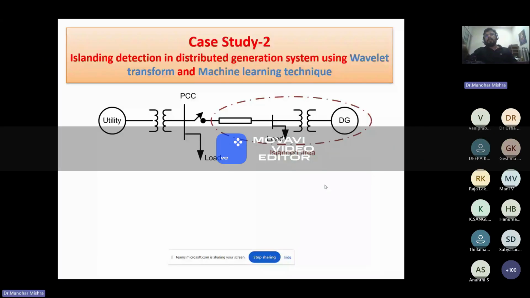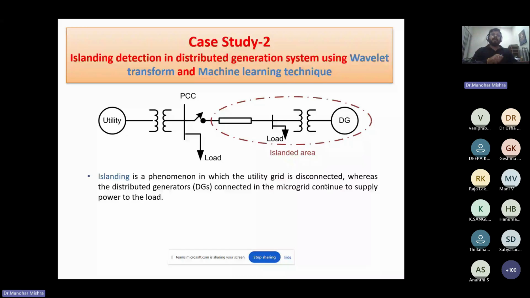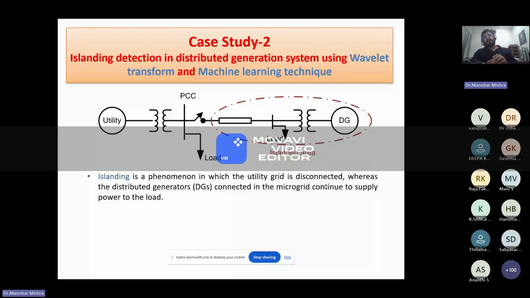Individually, the DG is working with some connected load, and if the switch at the PCC is cut out, at that time we can say that this is islanding. So it is a phenomenon in which the utility grid is disconnected, whereas the distributed generator connected with the microgrid continues to supply power to the load.